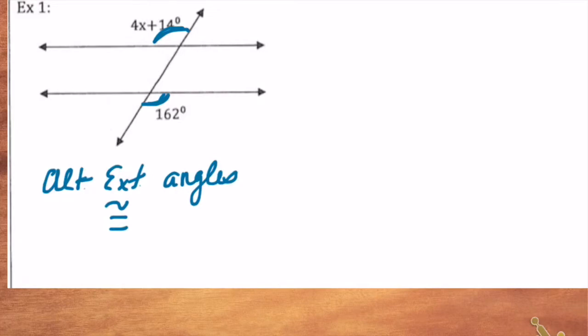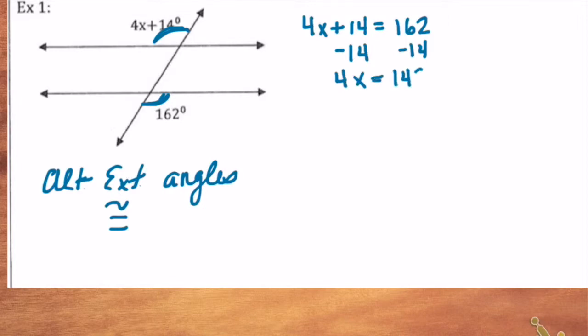Okay, so if those angles are congruent, or the same measure, then that tells me I can create an equation from them. I just have to say, okay, I know that their measures are equal, so I can set their measures equal mathematically in an equation. And then you would solve that equation. So I'm going to subtract 14 from both sides. Get 4x is equal to 148. Divide both sides by 4. x is equal to 37. Now remember that is just your x, that is not your angle measurement.